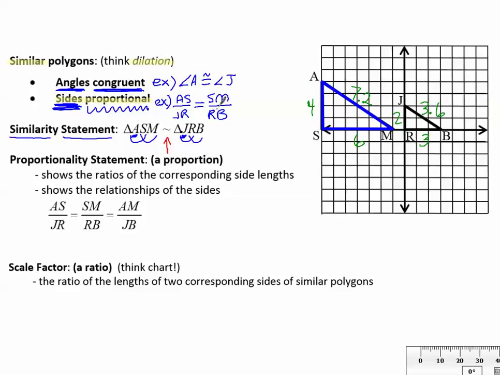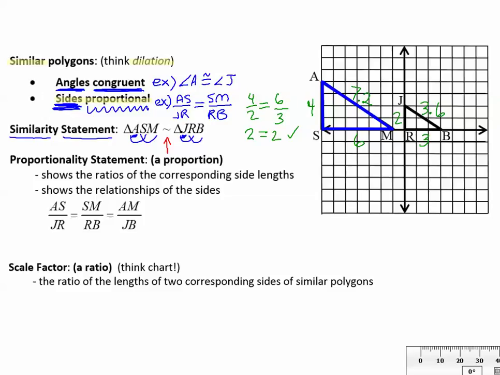So back to the sides being proportional, AS is 4 units long, JR is 2 units long, SM is 6 units long, and RB is 3 units long. Do those equal each other? Well, 4 divided by 2 is 2, and 6 divided by 3 is also 2. So they sure do. That's what it means that the sides are proportional.